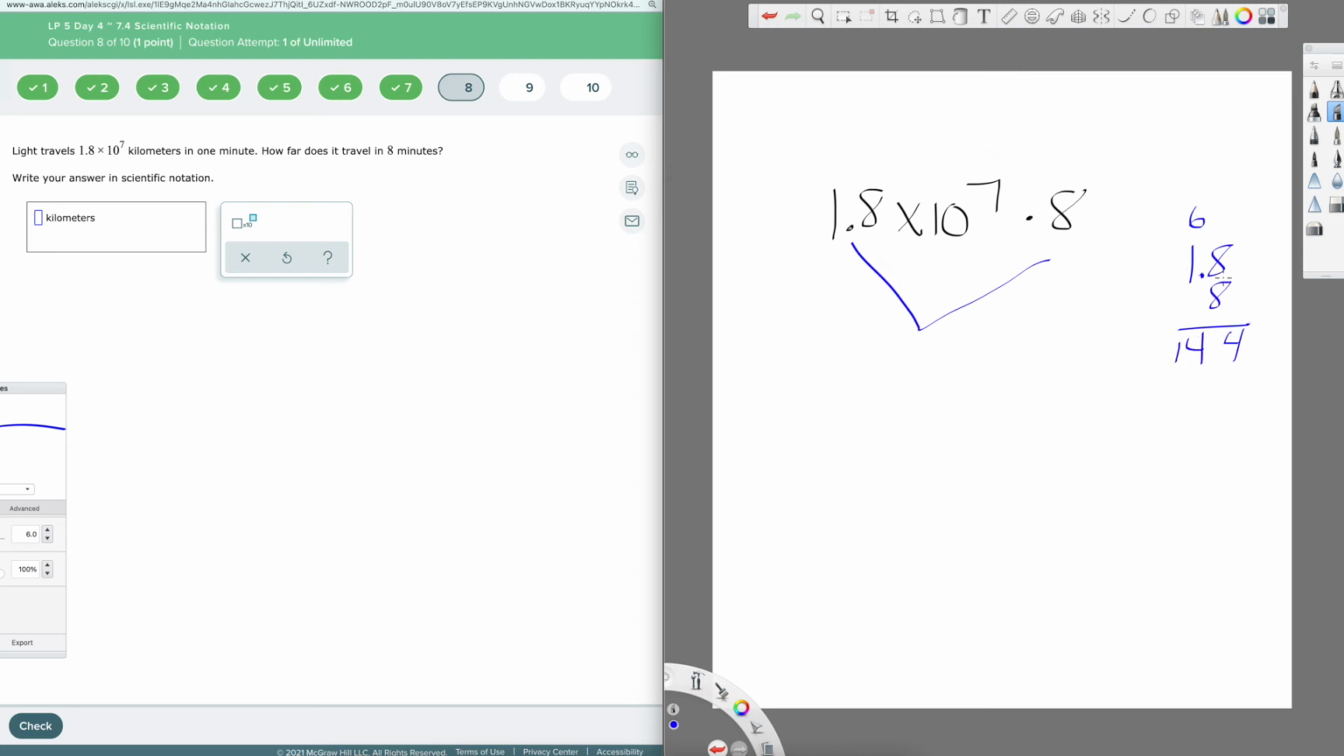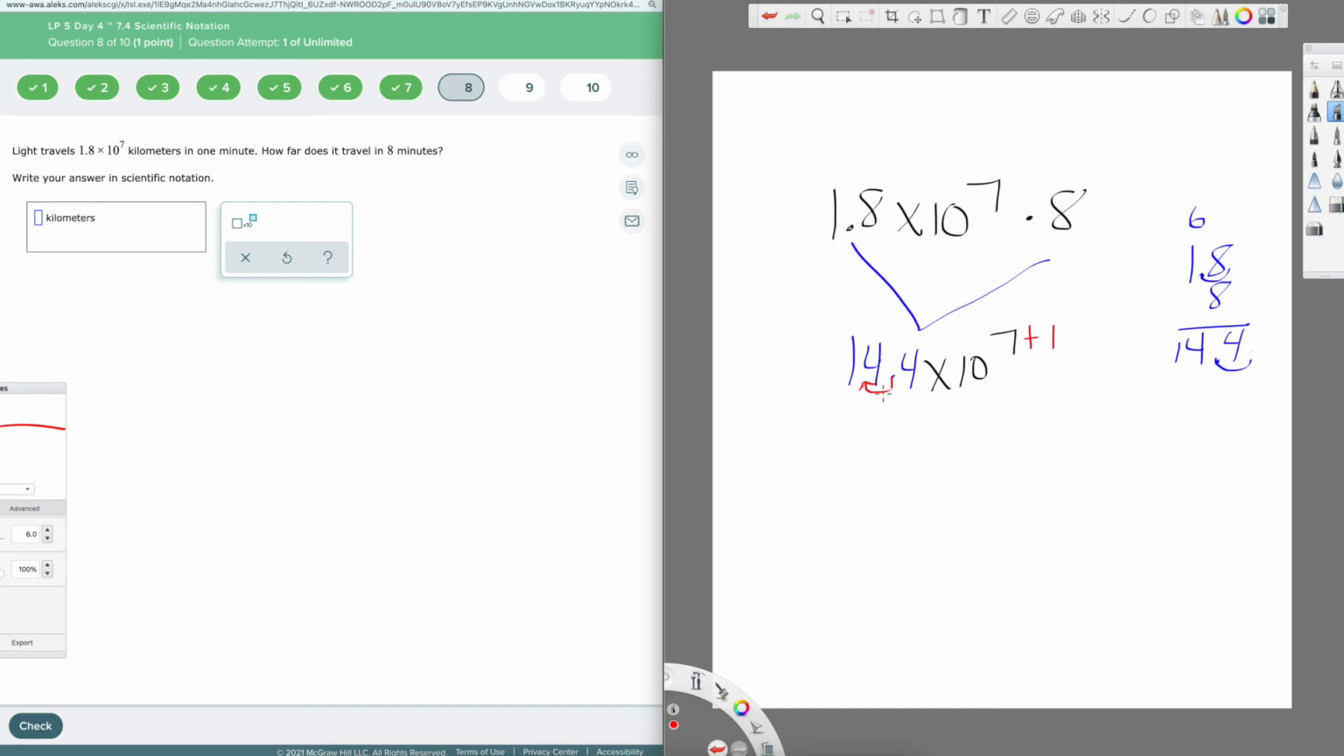And then I need to make sure I move this back 1 because there's 1 decimal here. So I have to move it back 1. So it's 14.4 times 10 to the 7th. That doesn't change right now, but it is going to change because I need to fix this. This is 14, that's bigger than 9. I need to move it back 1. So that means I'm going to add 1 more because I'm moving it into scientific notation.